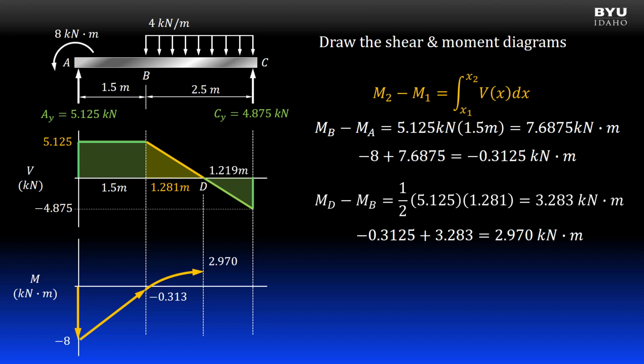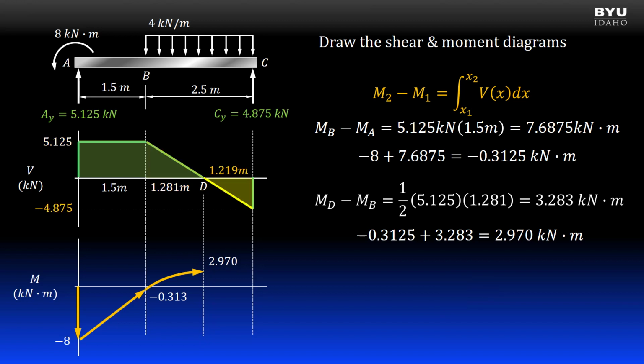We can determine that it is concave down using the rule that the slope of the moment diagram is equal to the shear diagram. At point B, the shear diagram is equal to positive 5.125. So the slope of the moment diagram is also positive 5.125. As we move to the right towards D, the shear diagram stays positive but decreases in magnitude. So the slope of the moment diagram stays positive but becomes flatter. At point D on the shear diagram, the shear is 0. So on the moment diagram, the slope at D is 0, or horizontal. The shape must be concave down.